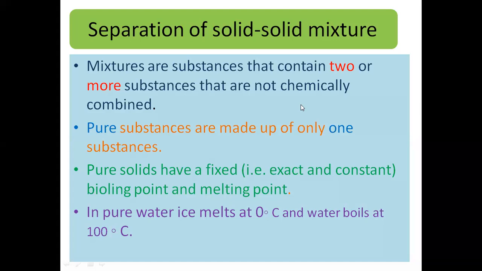See, mixtures are basically a combination of two or more substances, and pure substances are normally made up of only one substance. Now, if the solid is pure, then it has a fixed boiling point and melting point. Take the example of pure water, with no impurity. Pure water, ice, melts at 0 degree centigrade, and the water boils at 100 degree centigrade. So that is fixed for pure water.